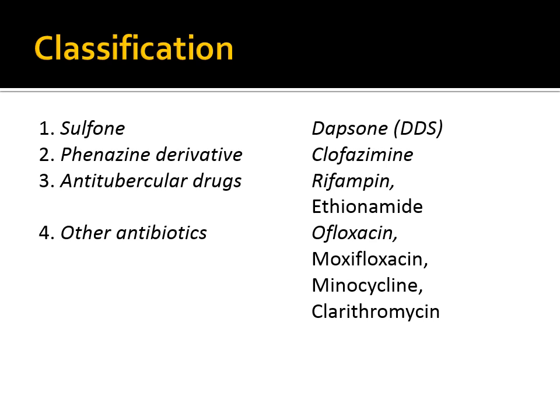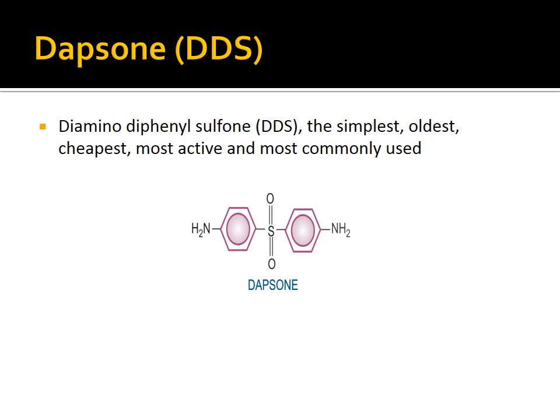So Ofloxacin, moxifloxacin, Minocycline, Clarithromycin. These are the other drugs which are especially reserve drugs. If there is a resistance to the first three drugs, then these drugs are mostly used or come into play. So this is all about the classification of drugs.